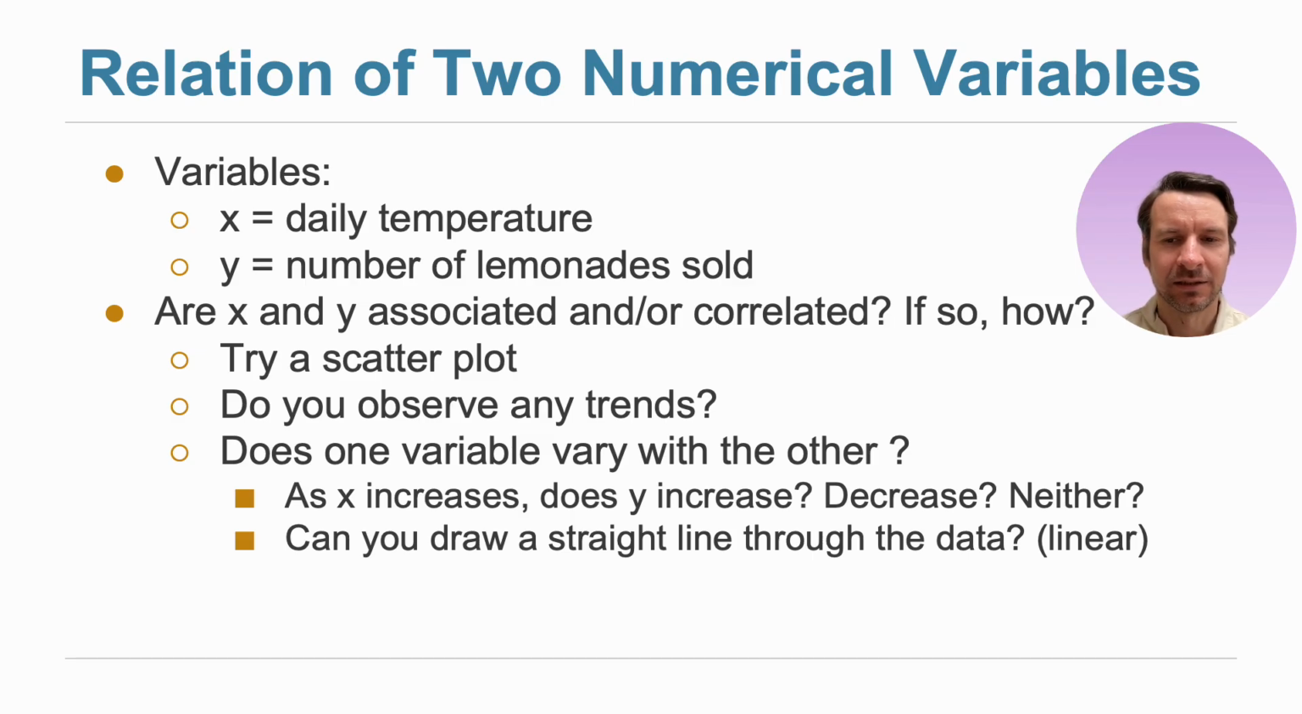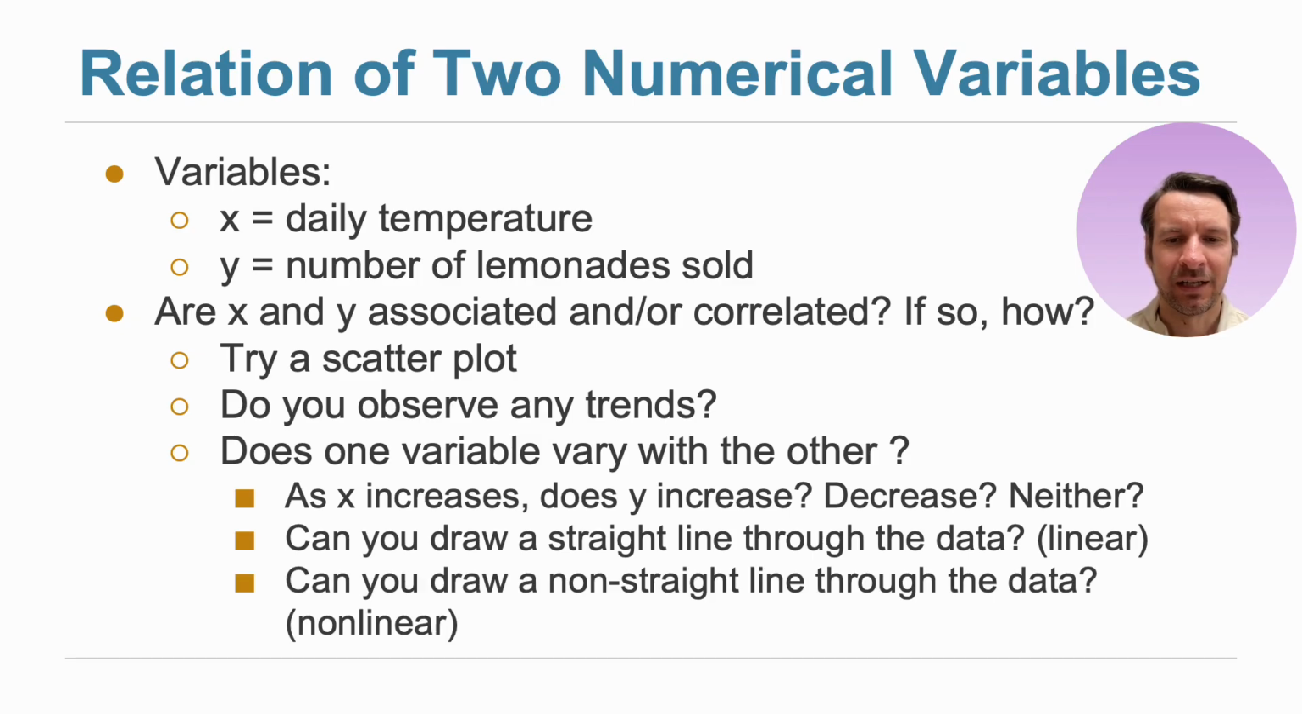And then there is a second question: can you draw a linear line through the data? So if you have the data plotted, can you draw a line that goes through the data? And if yes, then you will get a linear association. And sometimes you cannot draw a line, but maybe you can draw some other polynomial, and then you will say you have a non-linear association. Right? And sometimes you get just a cloud of points, and then you don't have an association.